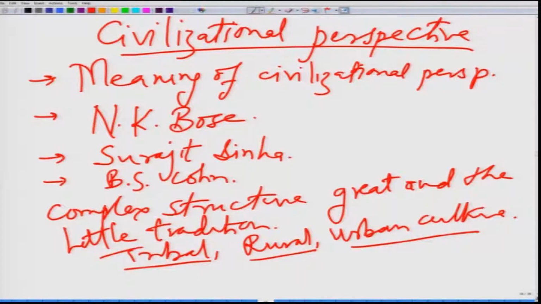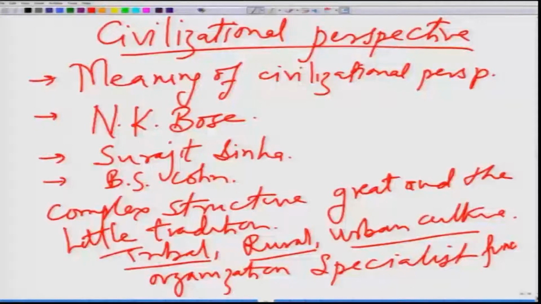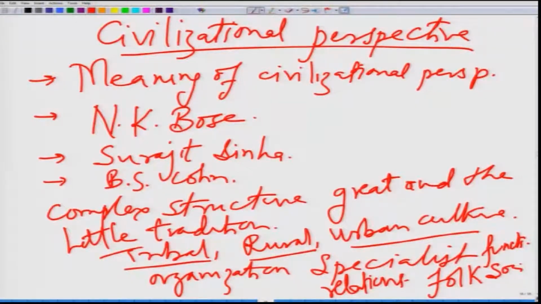This perspective also views civilization as an organization of specialists, in the sense that it tries to build up the functional relations to the folk society. So, the organization of specialists in terms of the functional relations to the folk societies. I think there are certain technical terms which are being used, and I will try to deliberate upon these terms in a specific sense.